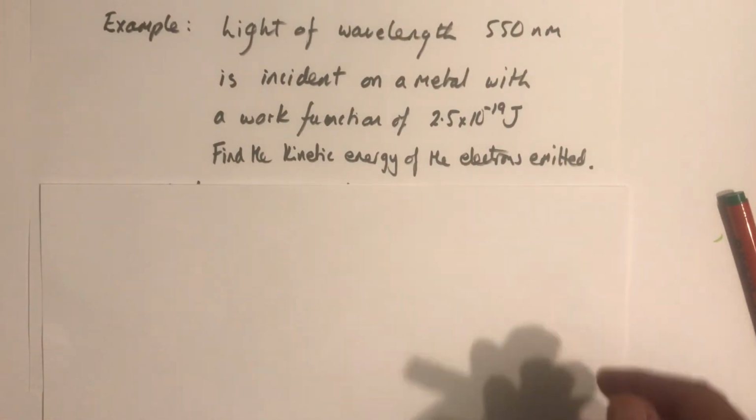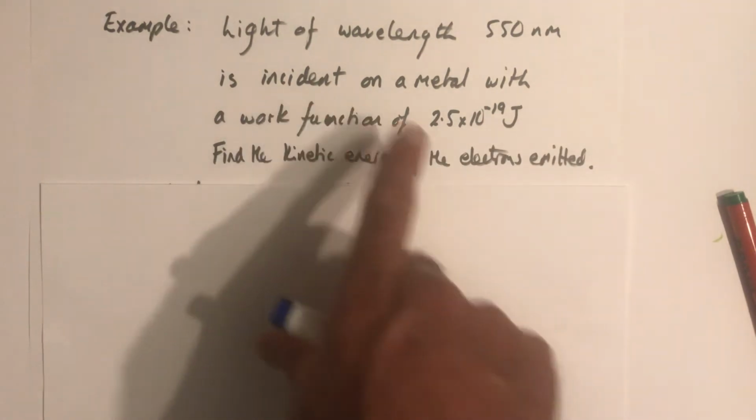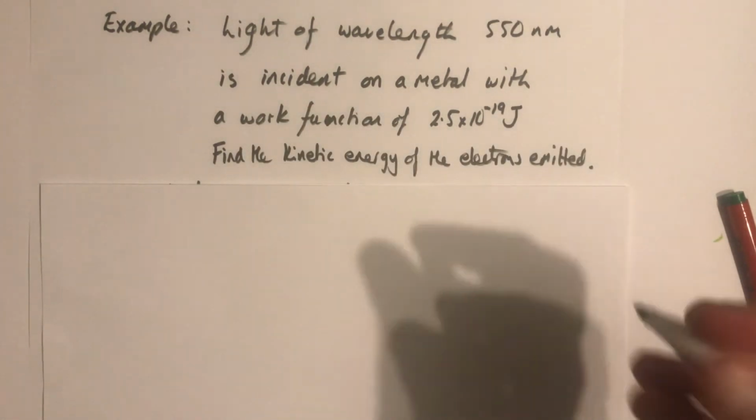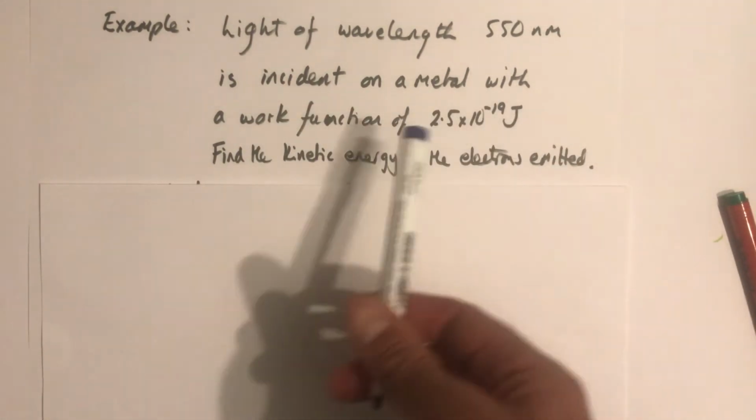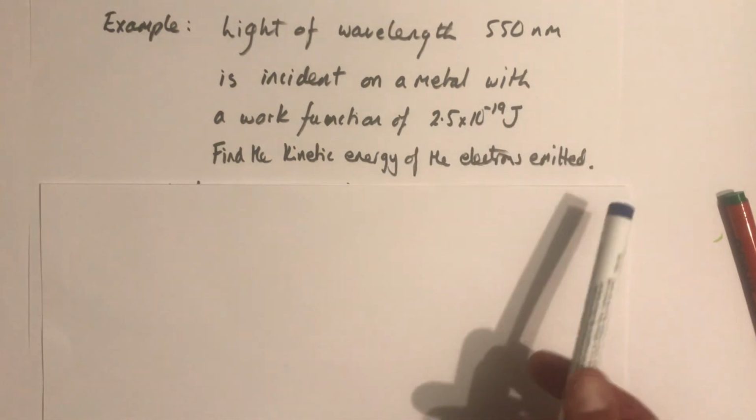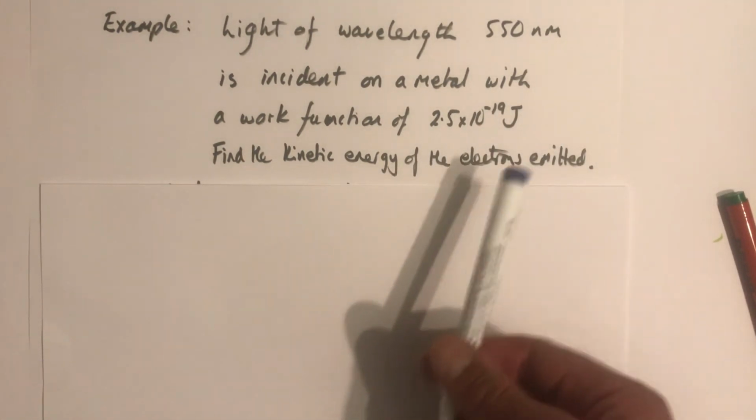So light of wavelength 550 nanometers is incident on a metal, with a work function of 2.5 times 10 to the minus 19 joules. Find the kinetic energy of the electrons emitted.